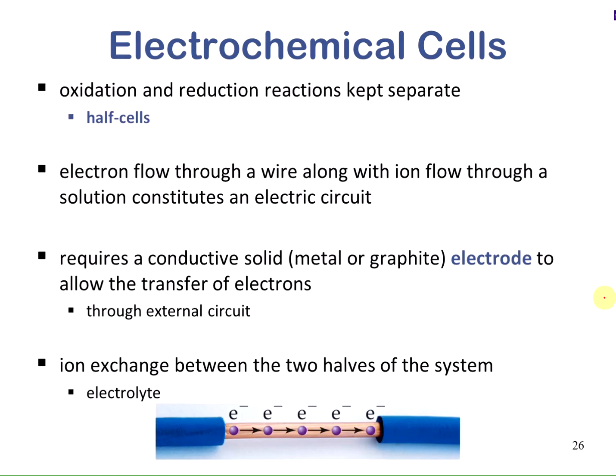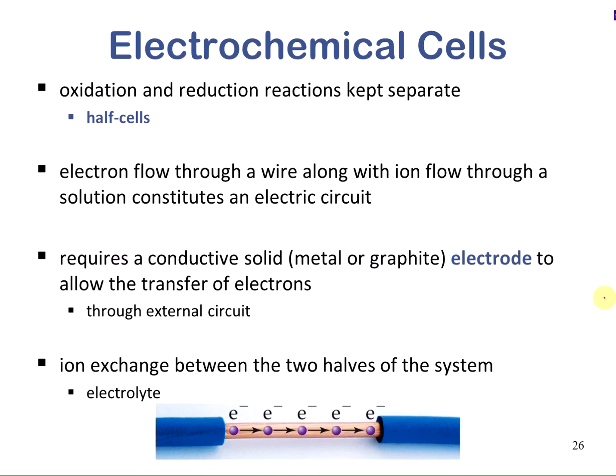So let's just discuss what electrochemical cells are. An electrochemical cell contains an oxidation and a reduction portion, and they're kept separate. And these separated oxidation and reduction portions are called half cells. So we have the oxidation half cell and the reduction half cell, and together they make the electrochemical cell.